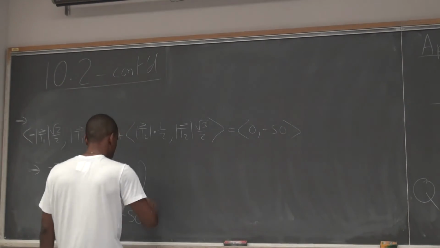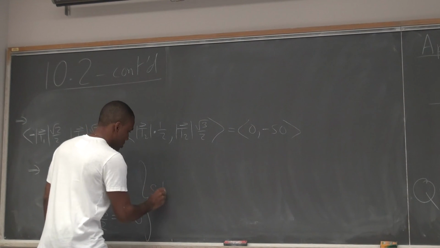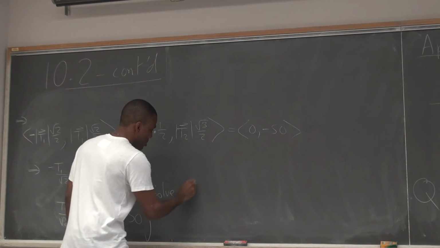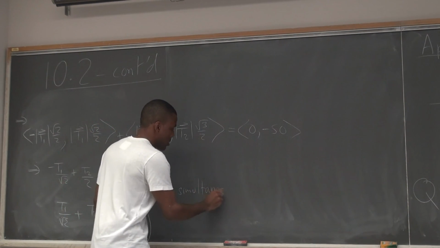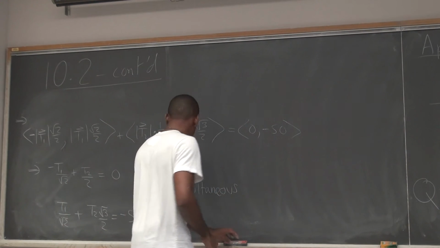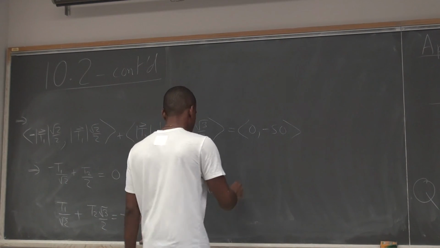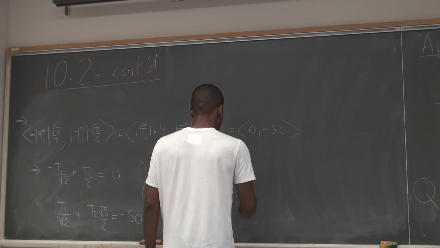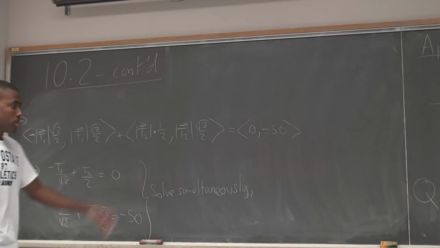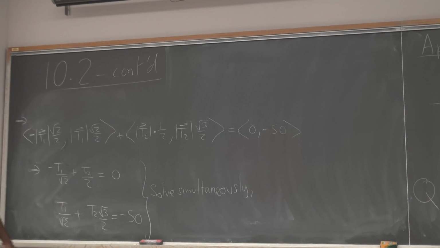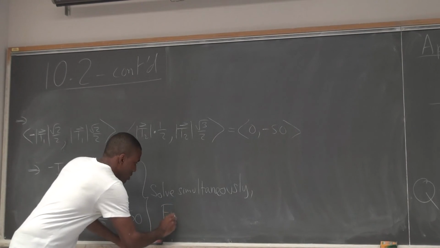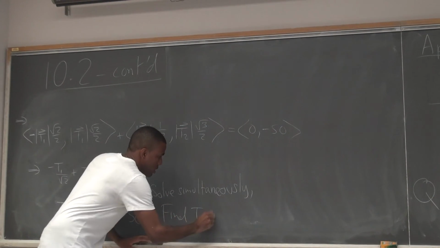Time's pretty much up, because I want to leave you with a problem, so I don't want to spend time solving this. Solve simultaneously, which is college algebra, so I probably don't even have to do it for you. Find T1 and T2.